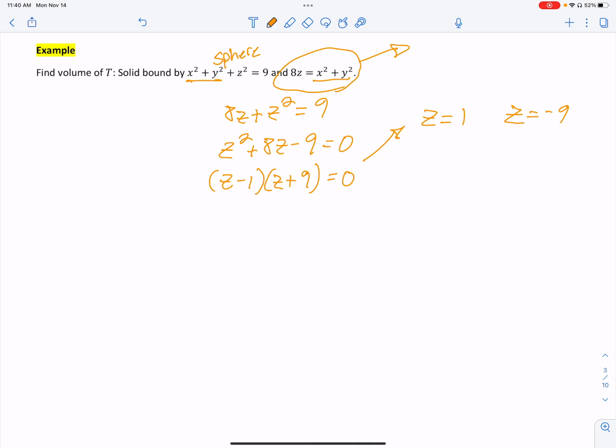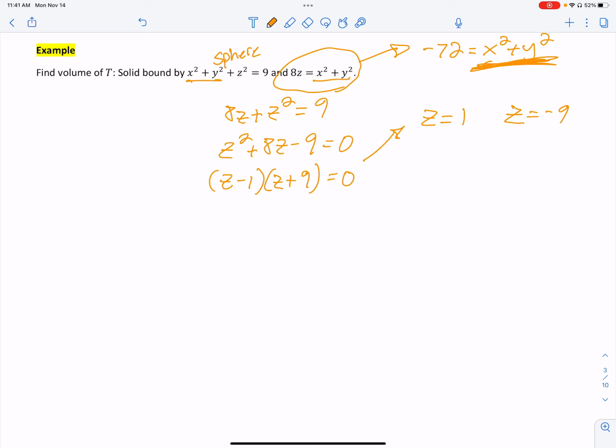Into here, if I plugged in a negative 9, I have negative 72 equals x squared plus y squared. That's never going to happen, right? The right side always spits out positive numbers. It's never going to be the negative 9, but it could be z equals 1.